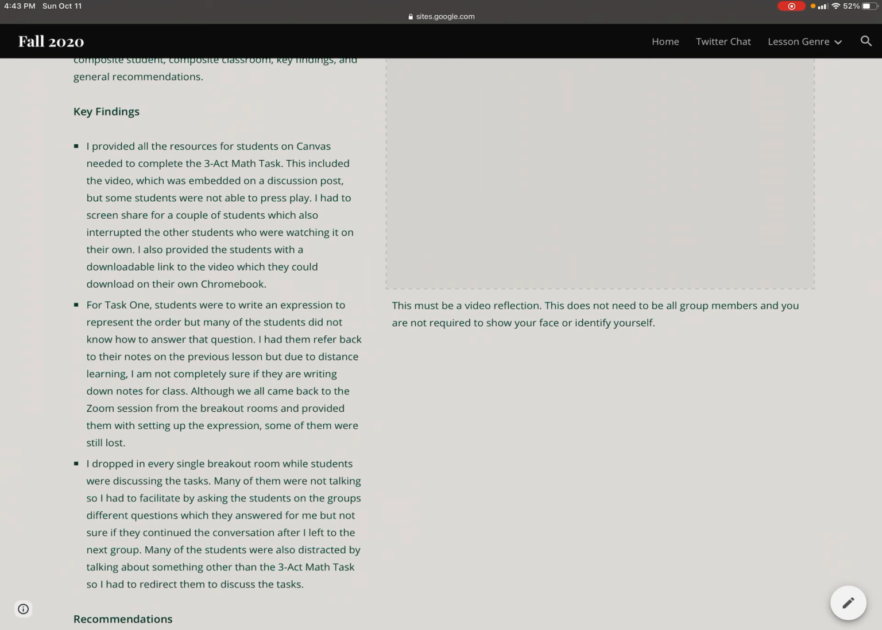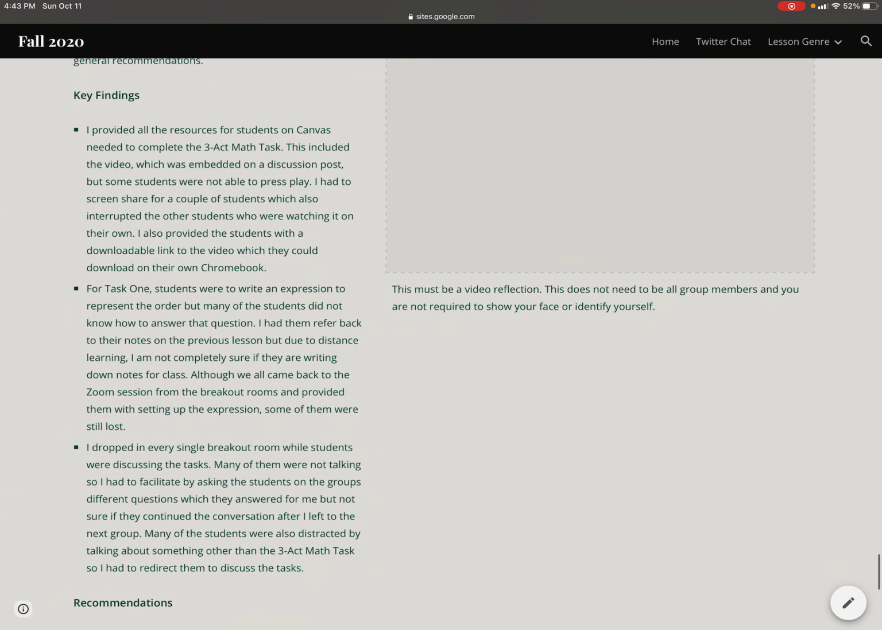A second key finding was that for task 1, students were to write an expression to represent the order, but many of the students did not know how to answer that question. I had them refer back to their notes on the previous lessons, but due to distance learning, I'm not completely sure if they have been writing down their notes for the class. I always tell them that they have a math notebook just for our class where we keep all our notes, but I am not sure if they're actually writing down their notes or just taking pictures.